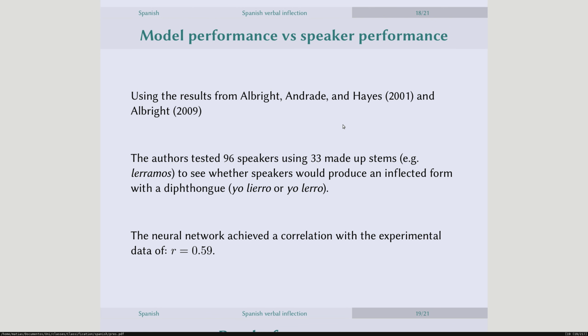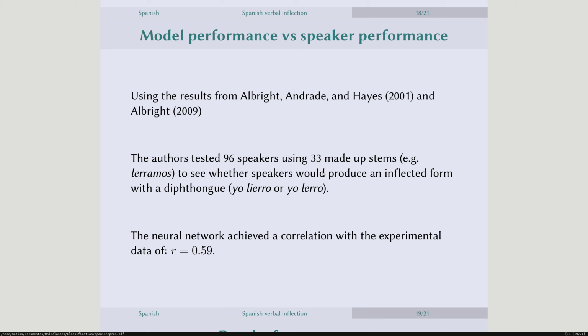Now, you could also ask, well, the model works well, but this is just the data in raw. Are speakers really doing something like this when they learn Spanish? Well, I didn't do any studies, but luckily Albright, Andrade, and Hayes did, and they basically tested speakers of Spanish with made-up words, something like a wug test. They presented the speakers with the conjugated fake verb in the third person plural, which doesn't show any alternations, and then they asked the speakers to conjugate the verb in the first singular. So, for example, with derrar, they presented the form derramos, and they wanted to see whether speakers would produce yo dierro or yo derro, and there was some context.